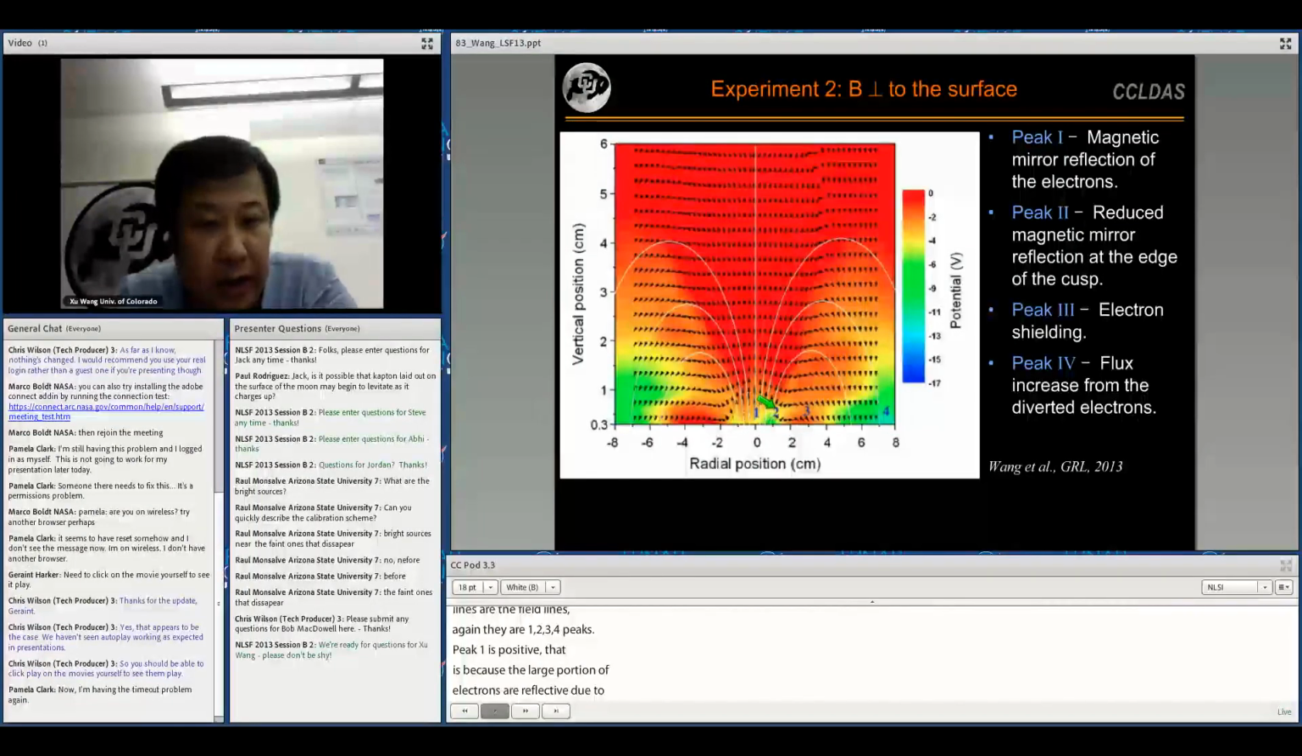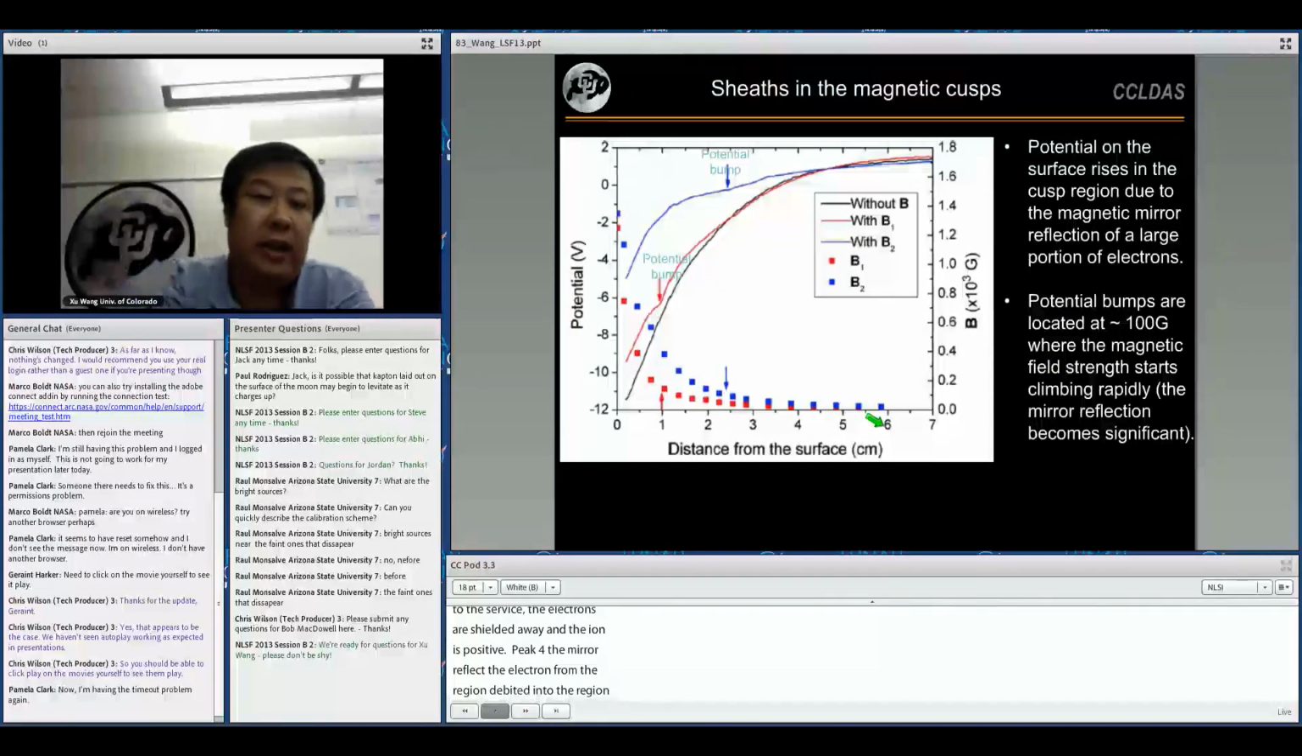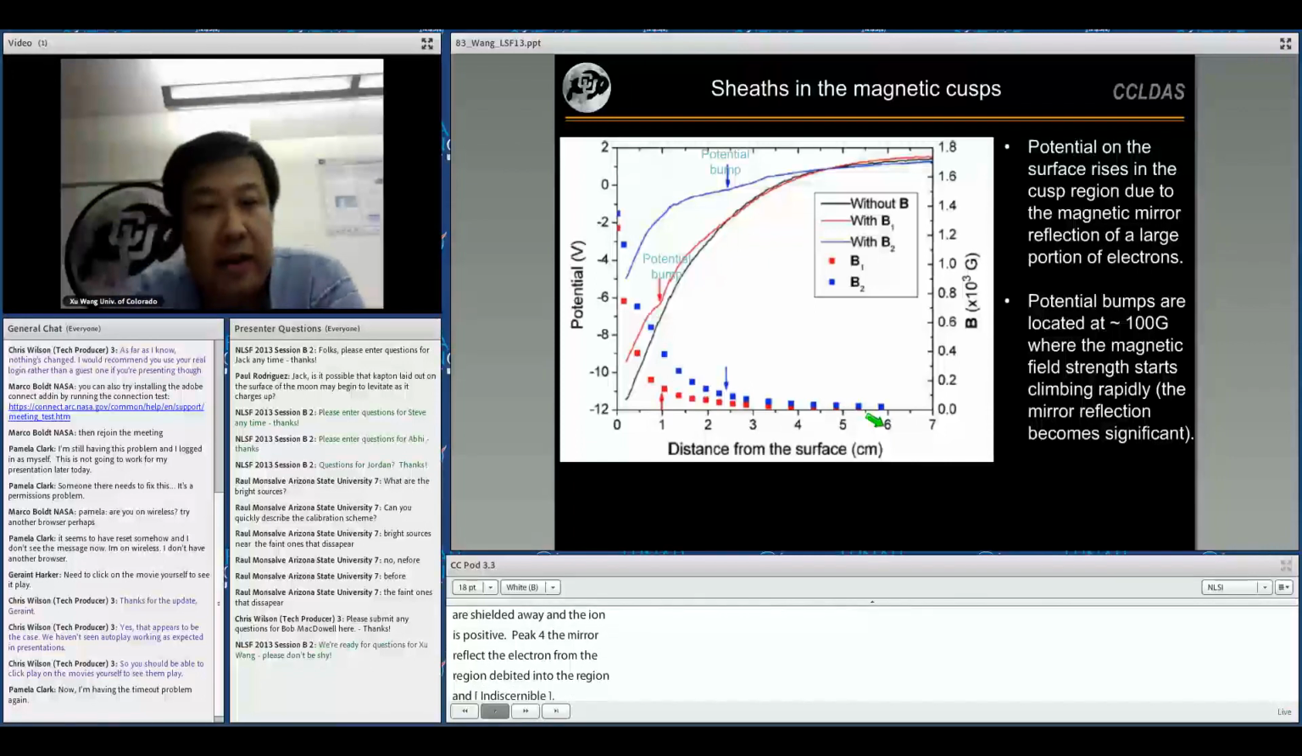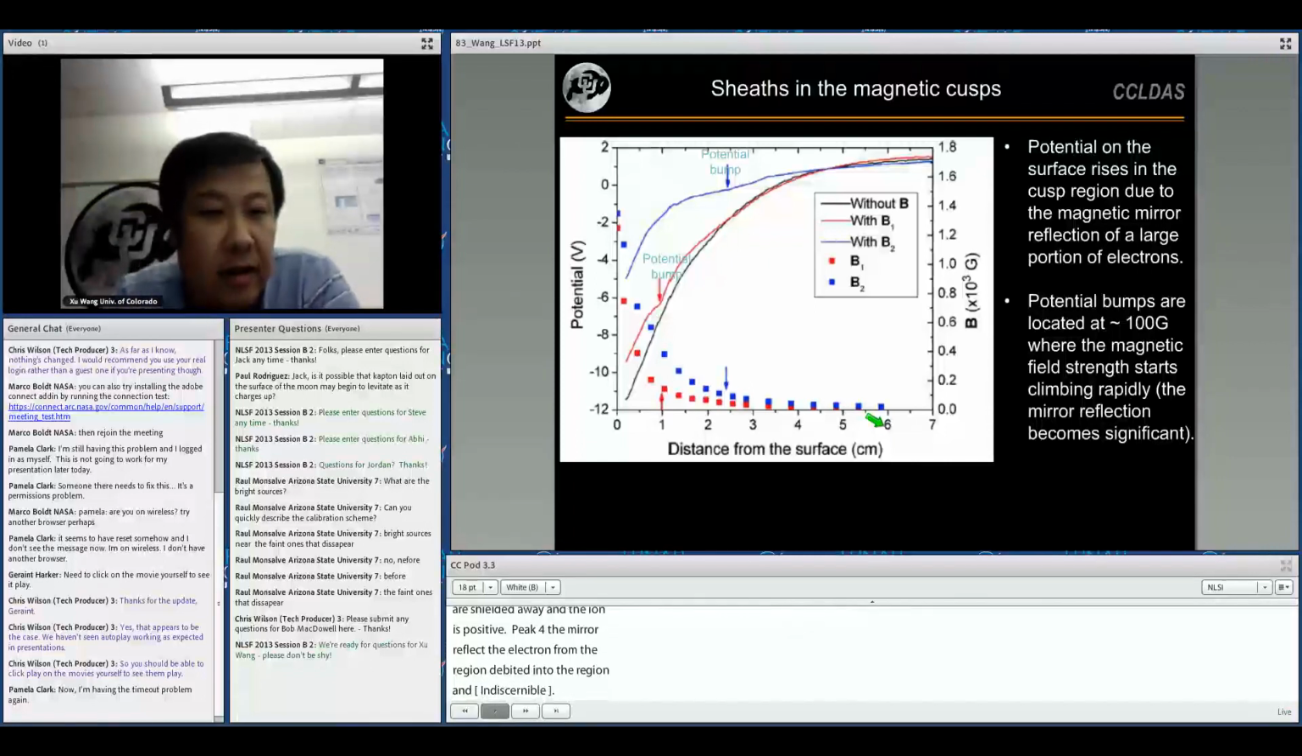Peak 2 is more negative because it's at the edge of the cusp, so the mirror reflection effect gets reduced. For peak 3, you can see the field line is basically parallel to the surface. For the same reason, electrons are shielded away and ions charge that region positively. And for peak 4, the mirror-reflected electrons from the cusp region are diverted into that region and charge it more negatively. So this is the detailed study of the sheath profiles in the magnetic cusp regions.